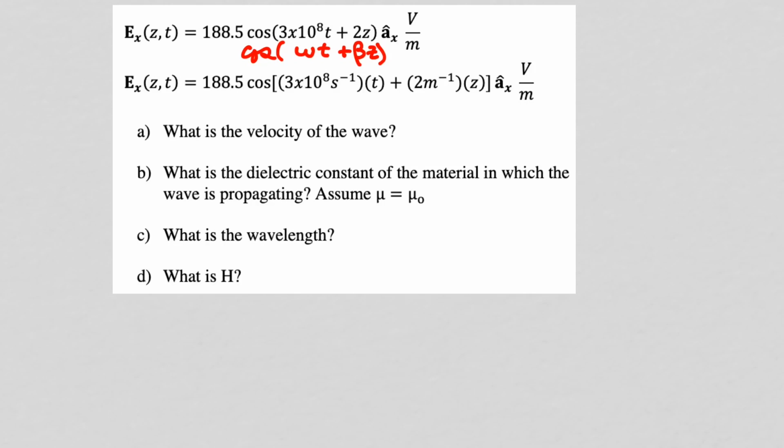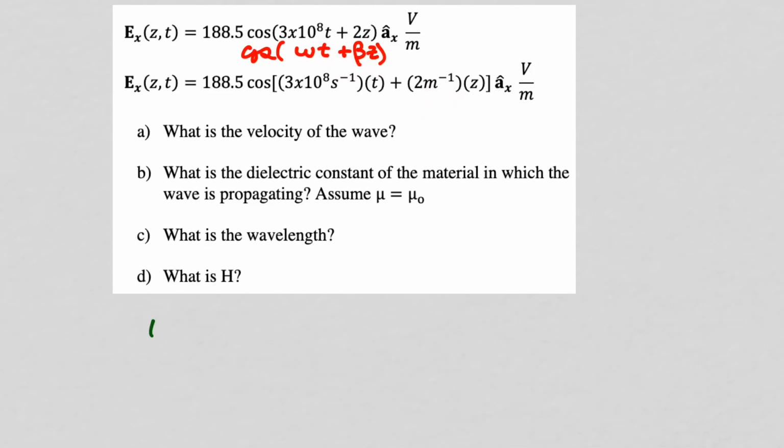So that the equations don't get too messy, the units are not shown for omega and beta, but we know for omega the units are inverse seconds, and for beta, the wave number, it's inverse meters. That way, when you multiply omega by the time in seconds, you get something that's unitless. And when you multiply your wave number by z in meters, again, you get something that's going to be unitless.